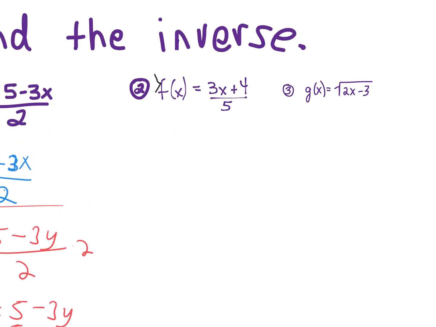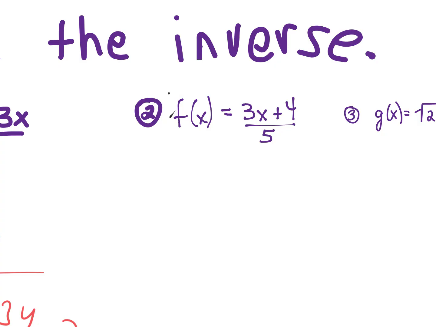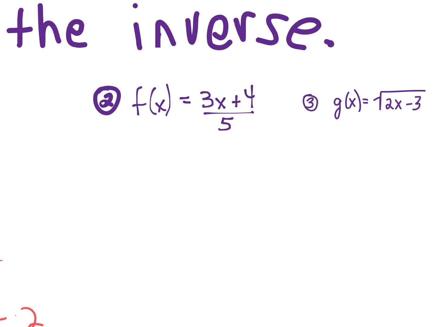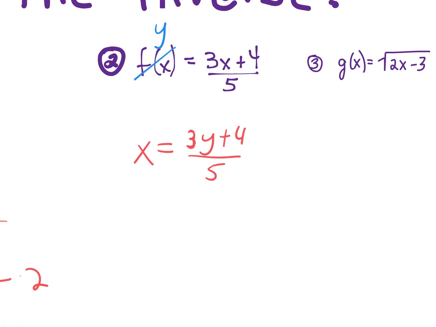Okay, so let's move on to this one. So this one is another function. Again, the first thing that you would do is replace the f of x with a y. All right, and then once you do that, you would swap the x and the y. So this becomes x equals 3y plus 4 over 5. All right, how can we get that y by itself? Good, right? Times 5 on both sides, and then you get 5x equals 3y plus 4.